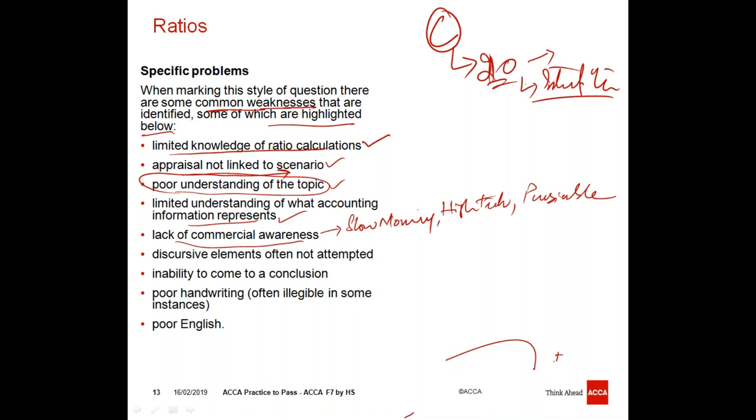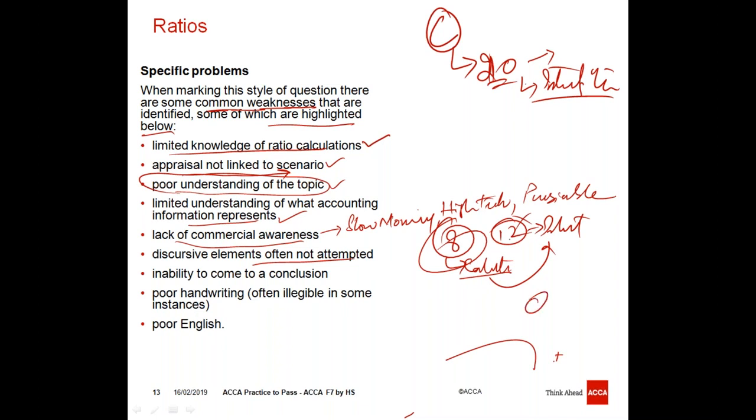Discursive element often not attempted. Mostly if the question comprises 8 and 12 marks, 12 marks are for the interpretation and 8 marks for the calculation. Actually, this calculation was performed for the purpose of interpretation. Mostly students just attempt the 8 marks portion and leave this portion. Do remember this, that you will get 0 marks if you leave the interpretation area.